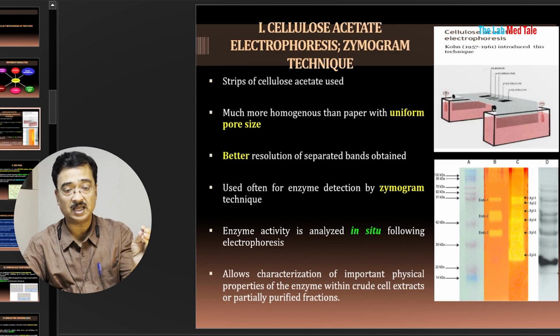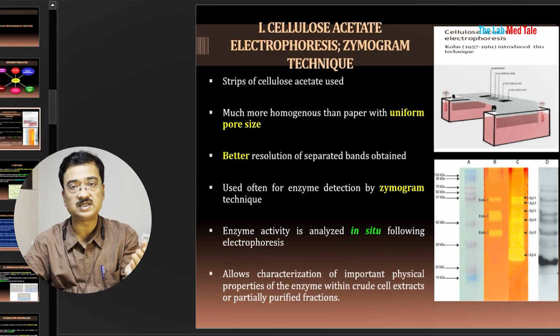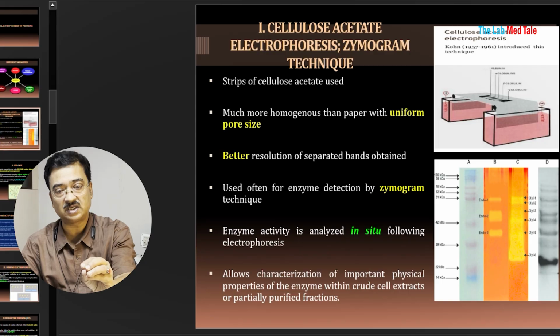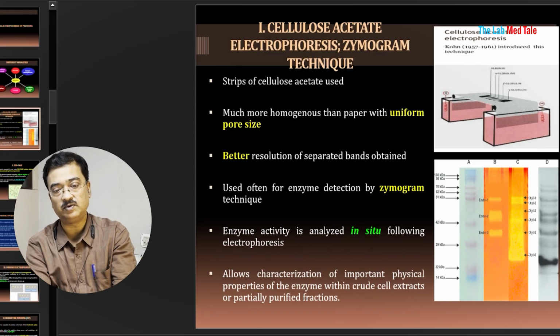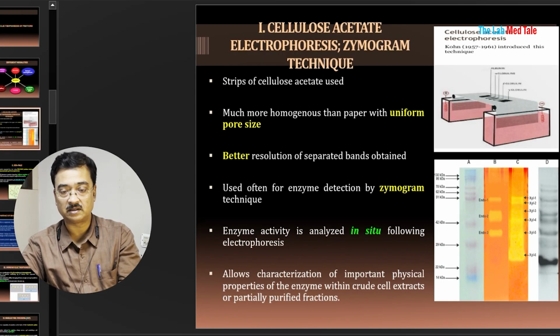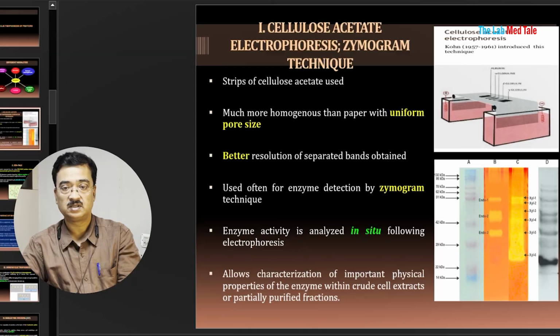With non-uniform pore size, what happens is that through some pores the molecule finds more resistance and is hindered, while with a larger pore they move faster. So the same molecule cannot be separated uniformly. When the pore size is the same, the resolution is far better. Also the resolution is far better than paper, so it does not diffuse much. That is the best feature of cellulose acetate.